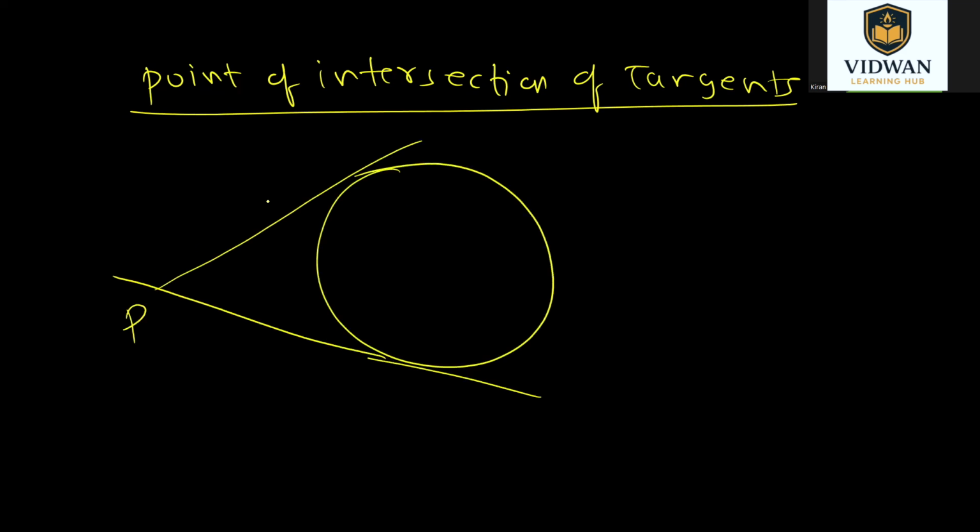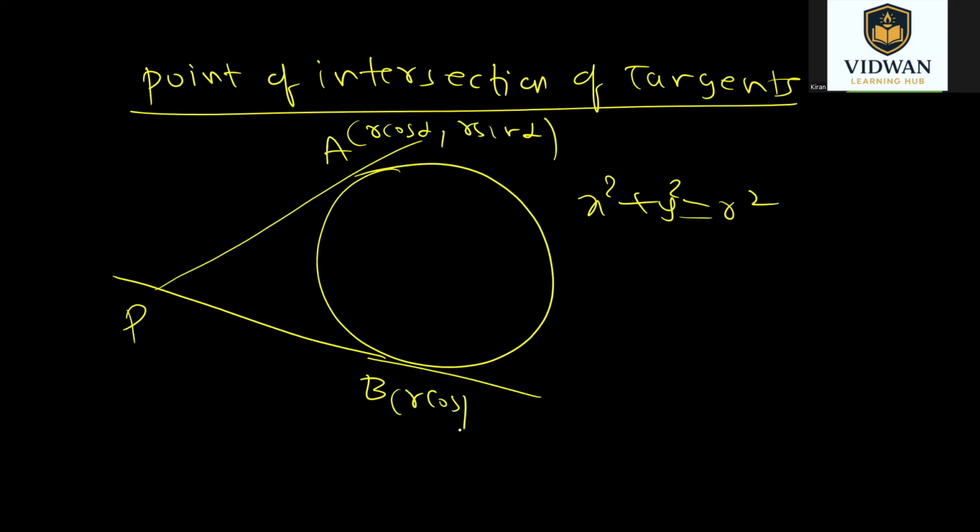So this is P, this is A, this is B. Let's suppose I take the circle as x square plus y square equal to r square. And in parametric coordinates, you can write this as r cos alpha, r sin alpha, and this as r cos beta, r sin beta. So if I have to find the intersection point of the tangents, this point P, what is the formula for that? There is an easy way to remember.